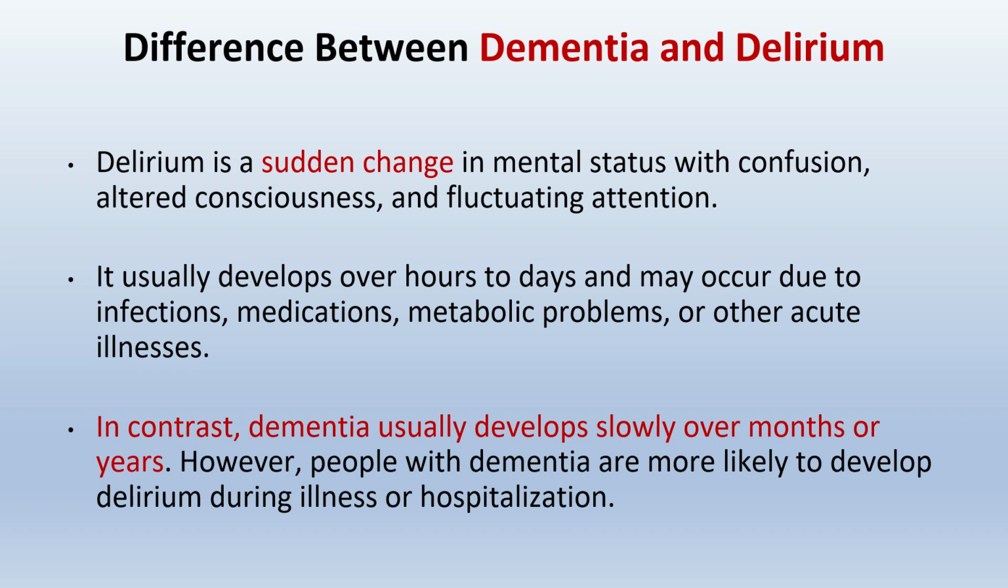Difference between dementia and delirium. Delirium is a sudden change in mental status with confusion, altered mental status, fluctuating attention. It usually develops over hours to days and may occur due to infections, medications, metabolic problems, and other acute illnesses. In contrast, dementia usually develops slowly over months or years. However, people with dementia are more likely to develop delirium during an acute illness or hospitalization.